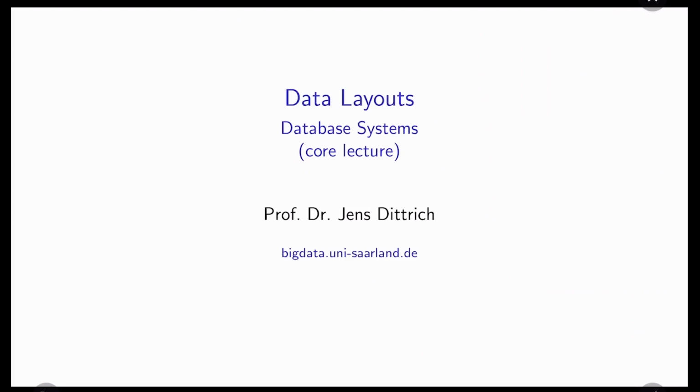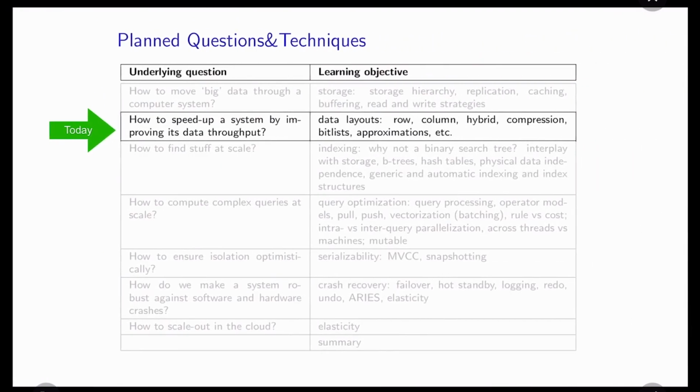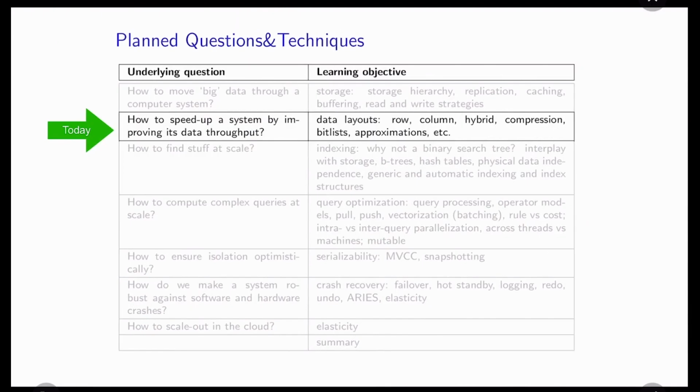With the second part, that's about data layouts. So here again is the agenda, and we looked at the storage hierarchy so far, but now we look at how to speed up a system by improving its data throughput, and that has a lot to do with data layouts, and I'm not sure how many heard about that: row layout, column layout, hybrid, compression. I mean, you will have seen compression in one part or the other.